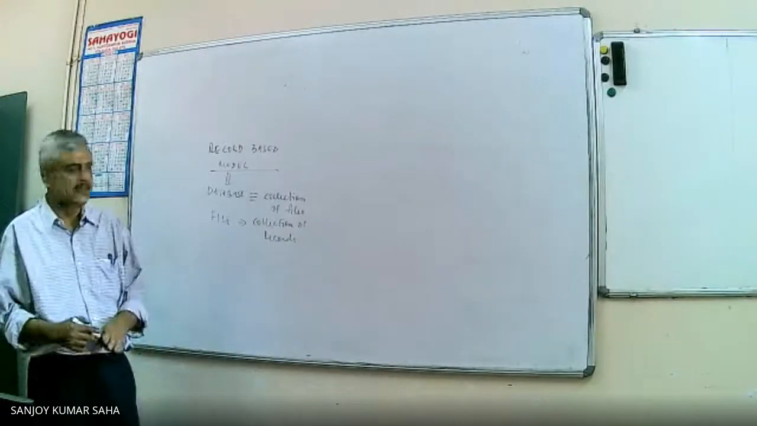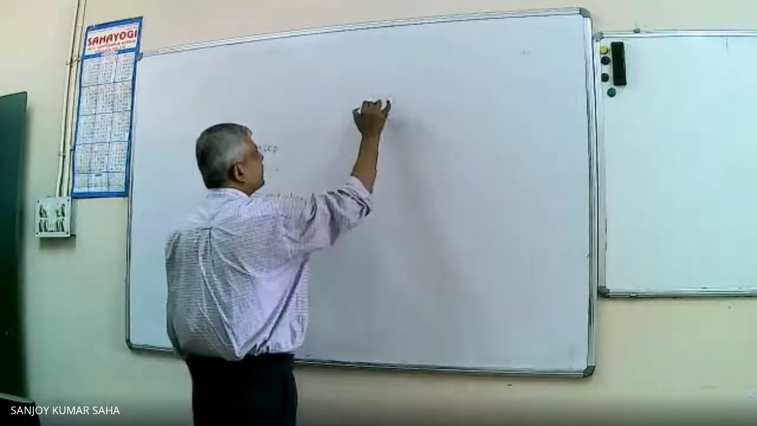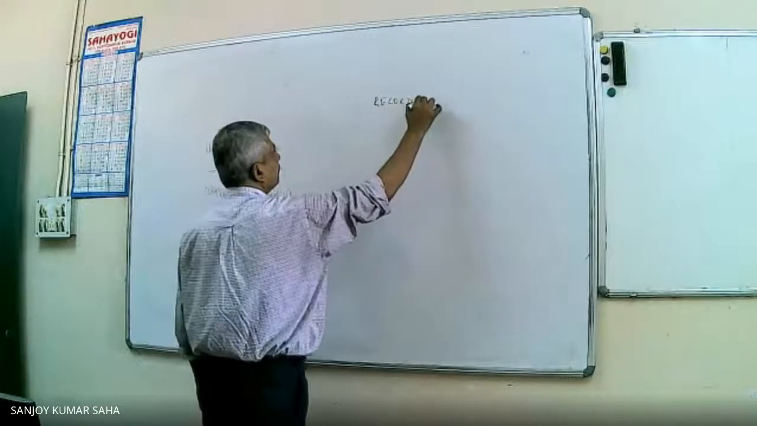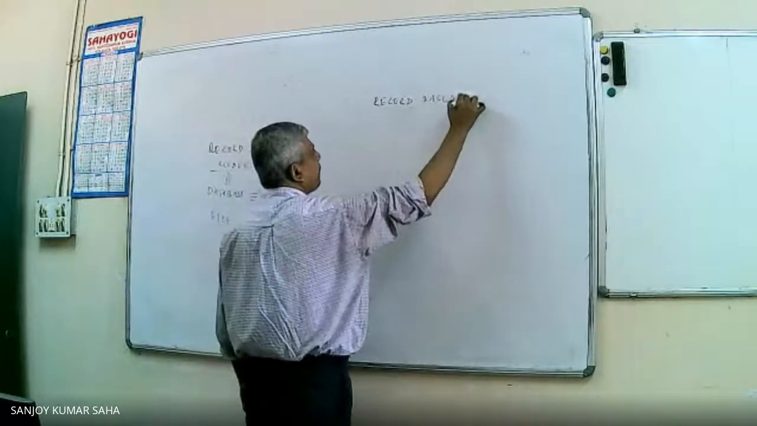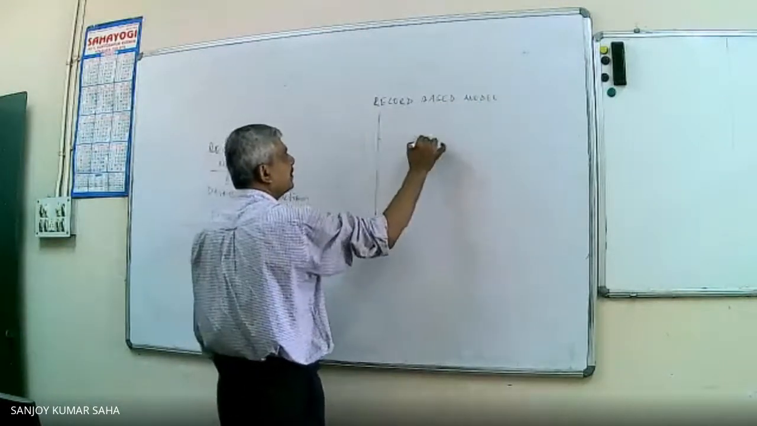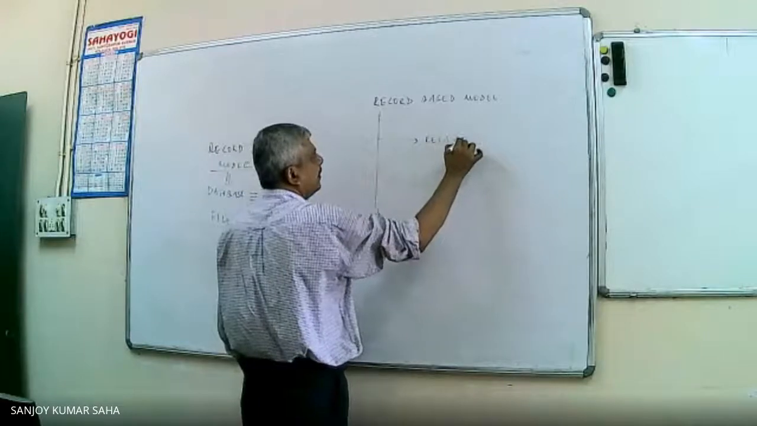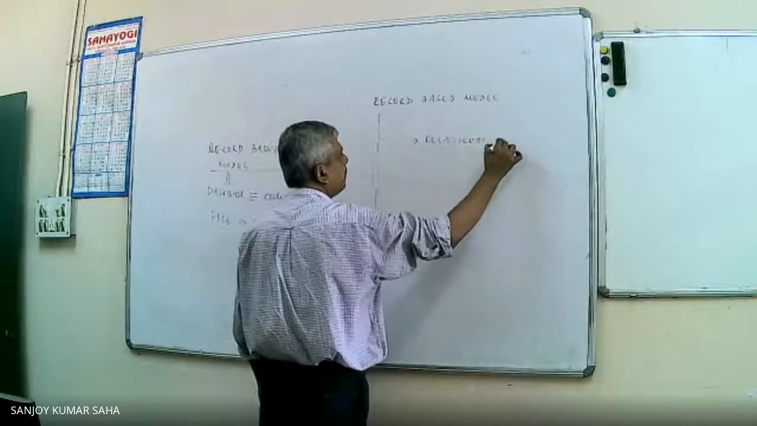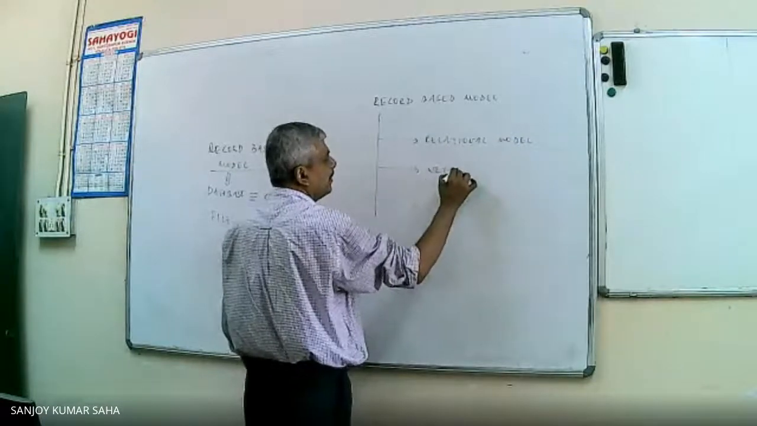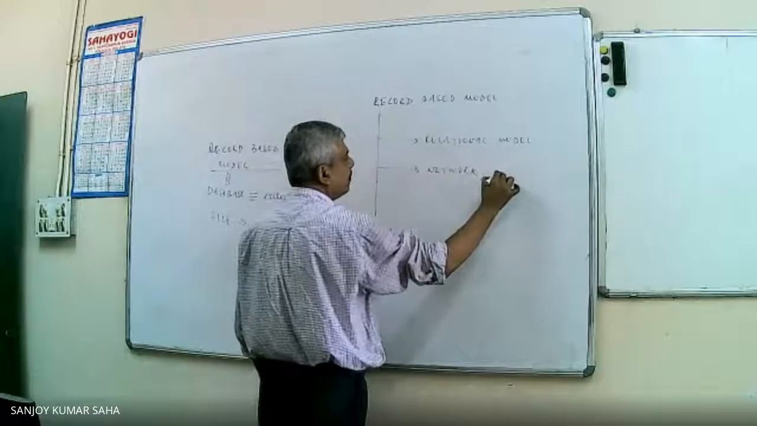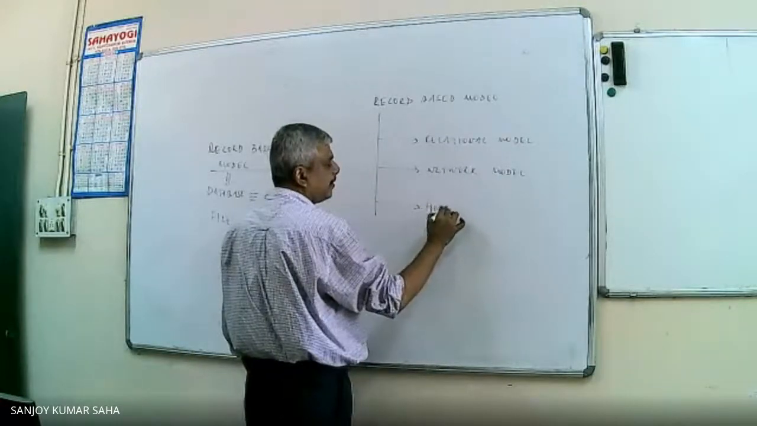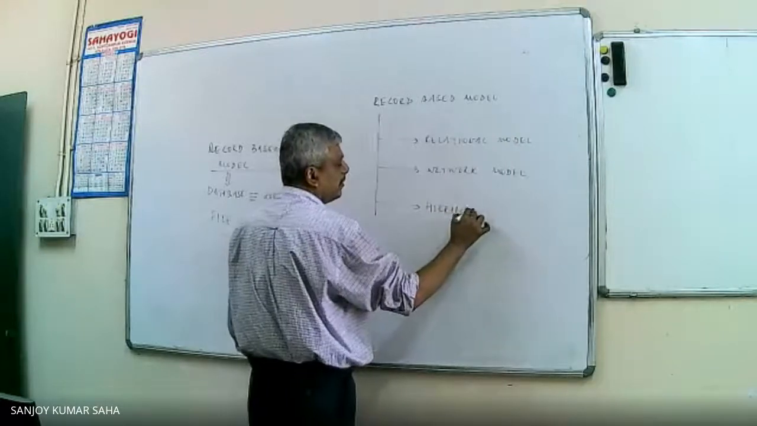Now, this record-based model we can further categorize as relational model, network model, and hierarchical model.